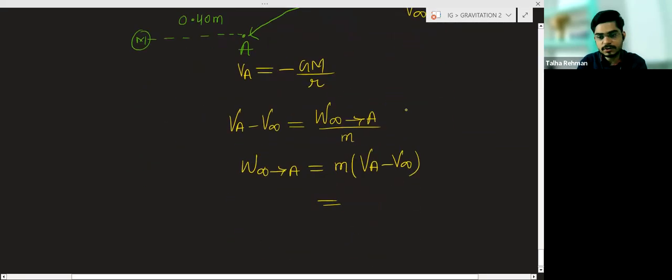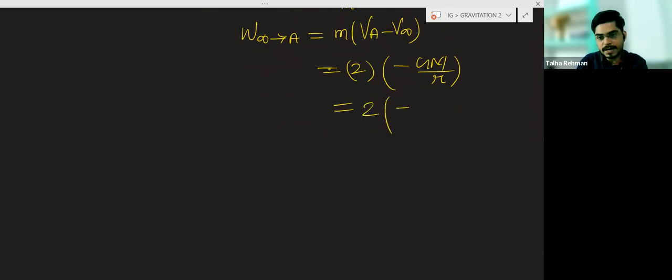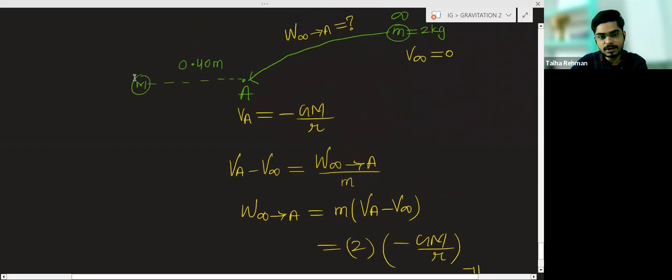What is the value of m? m is 2 kg, so put the value 2 kg, and this is minus GM by R. Now put all the values. So it will become minus 2 GM by R. G is 6.67 into 10 to the power minus 11, and this mass capital M is 30 kg.